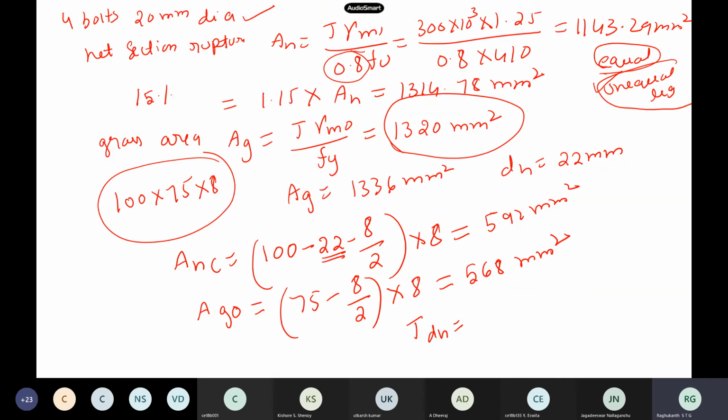For that, if you draw this, we have this leg, 75. If I draw the figure, this is my angle section, and these are the bolts. 1, 2, 3, 4 bolts are there. The angle section is something like this. This is 75, and this is 100. So this side is 100, and this is 100 by 75.